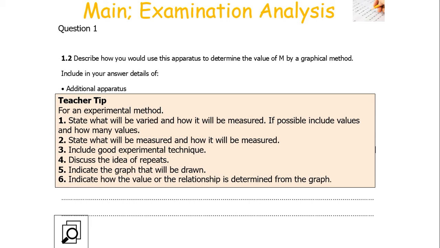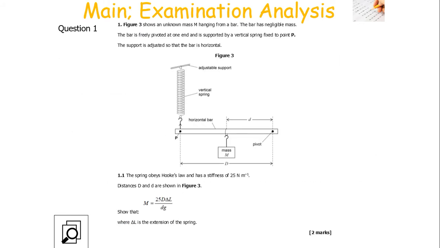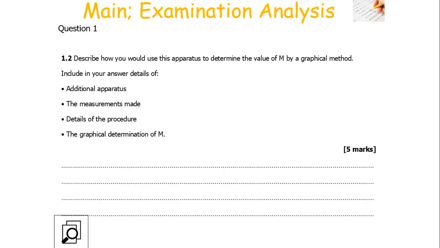Then where feasible, discuss the idea of repeats, then indicate what graph will be drawn with the results that you would obtain, and then finally how the value or relationship you would like to be determined in the question is worked out from the graph. So in this instance you wanted to work out big M, so you look at the equation given previously, you would then relate that to the graph that you would have drawn and then work it out via that methodology.